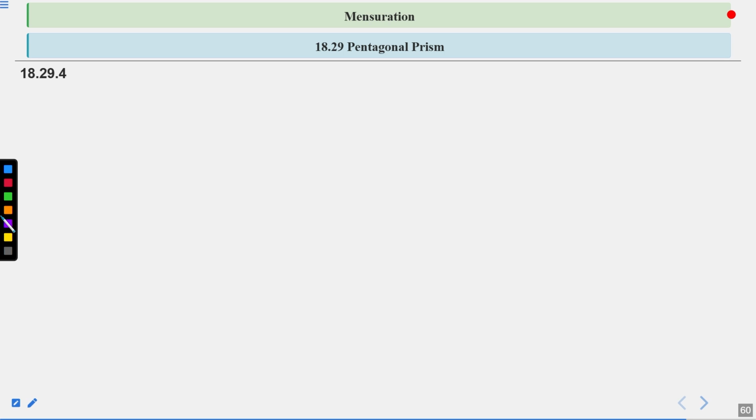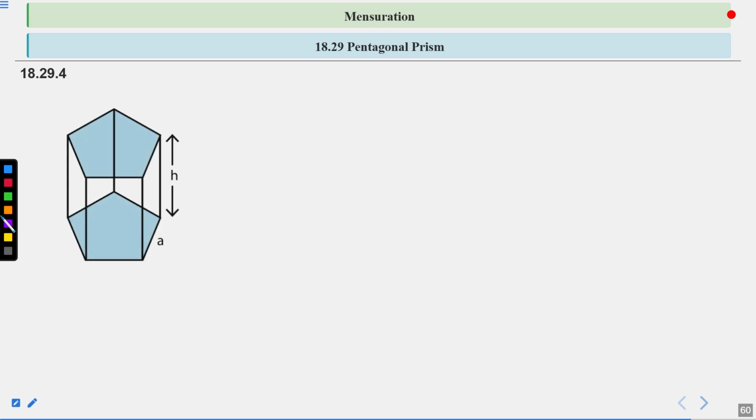Next, in the pentagonal prism, 18.29.4. So this is the diagram of a regular pentagonal prism. The volume will become root 3 side square multiplied by h. Then we get the volume of the pentagonal prism.